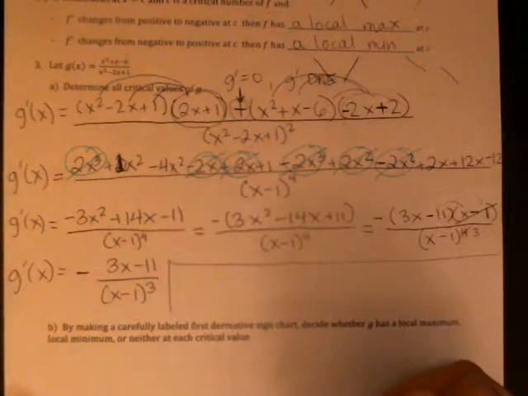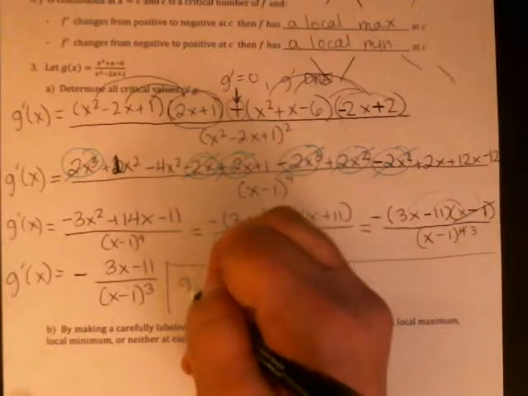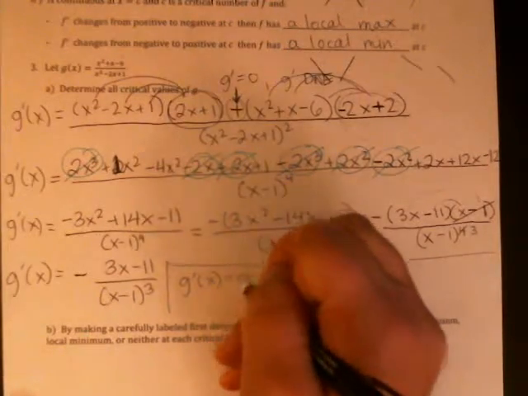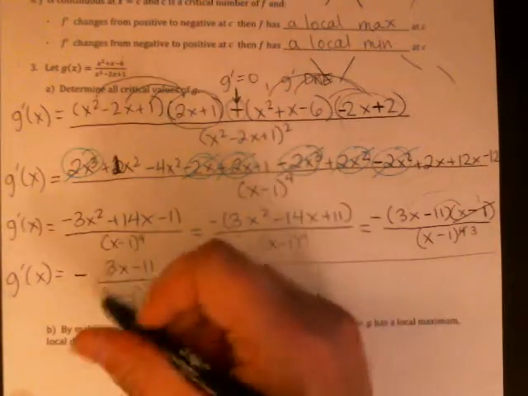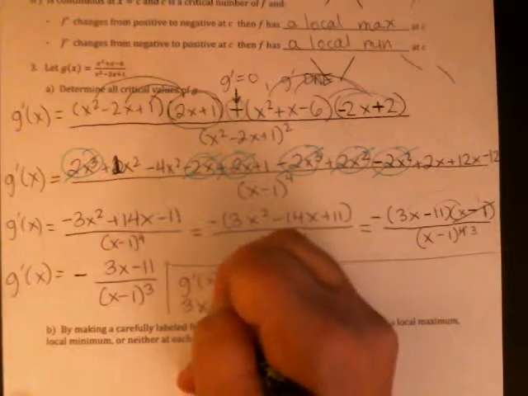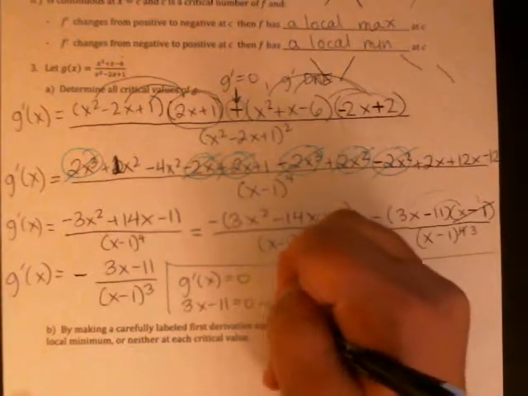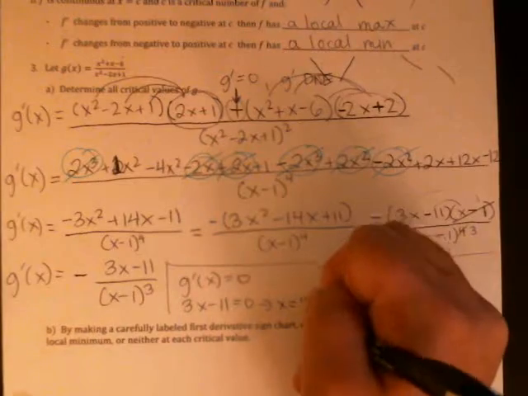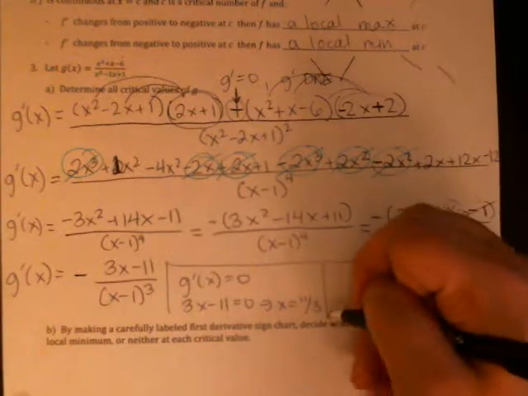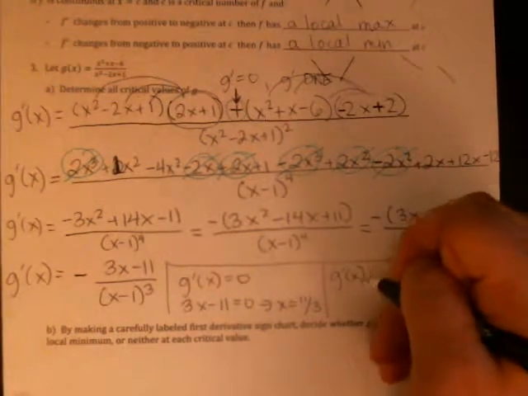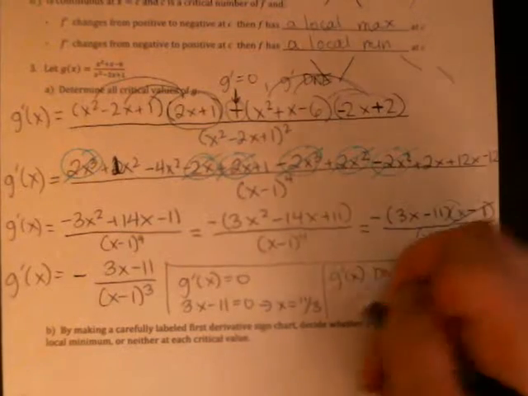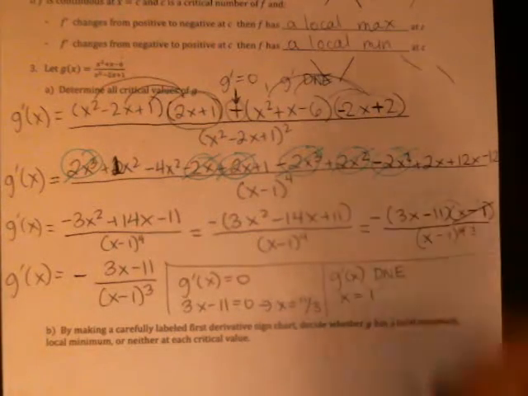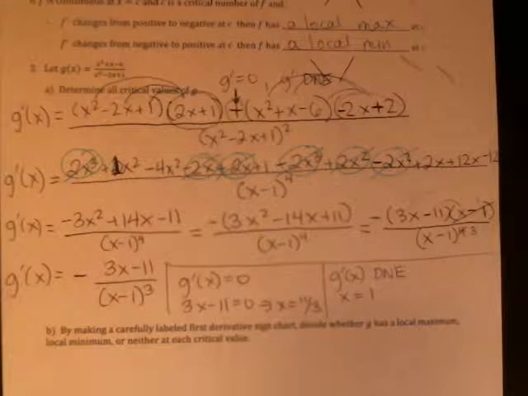So back to what this question was really asking. This question was asking for critical numbers. So if I want to know when g prime of x equals 0, the fraction is only going to equal 0 if the top equals 0, which means that x has to be 11/3. I also want to know when g prime does not exist. And g prime doesn't exist when x equals 1. That makes the denominator 0, which is a bad sign, but we have to be really careful in this one.